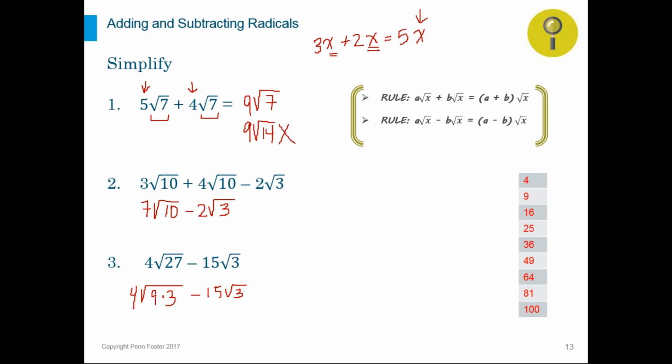Well, the square root of 9 is 3. So I have 3 times 4 is 12, the square root of 3. So this 9 became a 3. Multiply that times 4, and I have 3 left over under the square root sign, minus 15, the square root of 3. Now I see that both terms have the identical radical parts. Then we can subtract. 12 minus 15 is negative 3, the square root of 3.